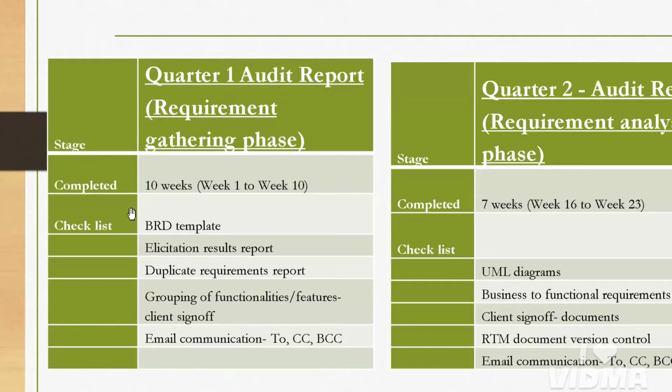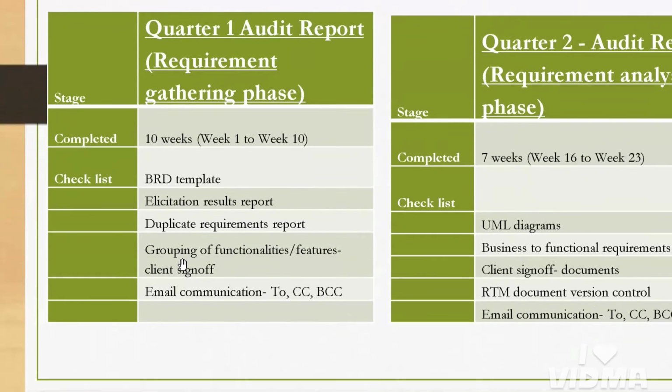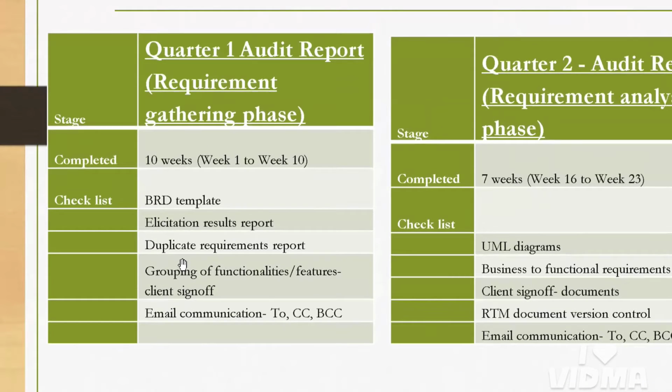So the BRD template and elicitation techniques you applied, and the requirements we gathered from the client and stakeholders, and also we need to do sorting to remove the duplicates, right? So that duplicate requirements report we also need to submit to them, and the communications, like how communications will be done. You need to make a report of all these things and submit it to the audit team, and they will verify and check the work progress, so that you come to know where actually we are.